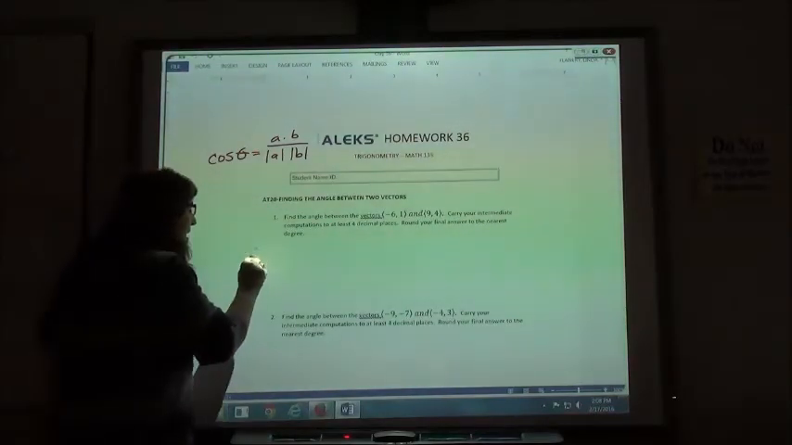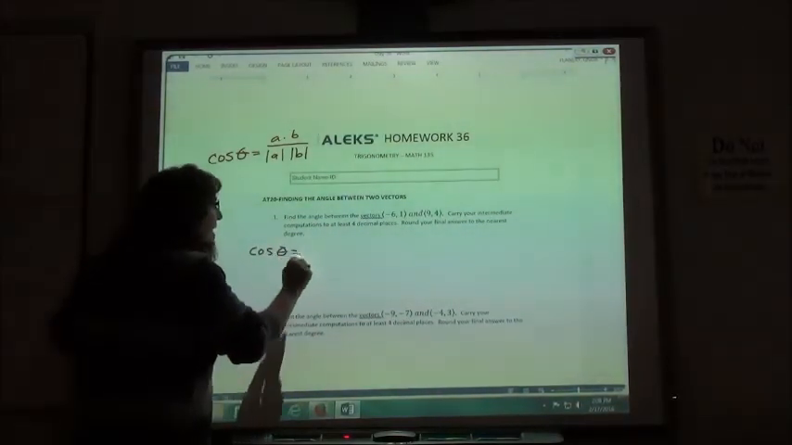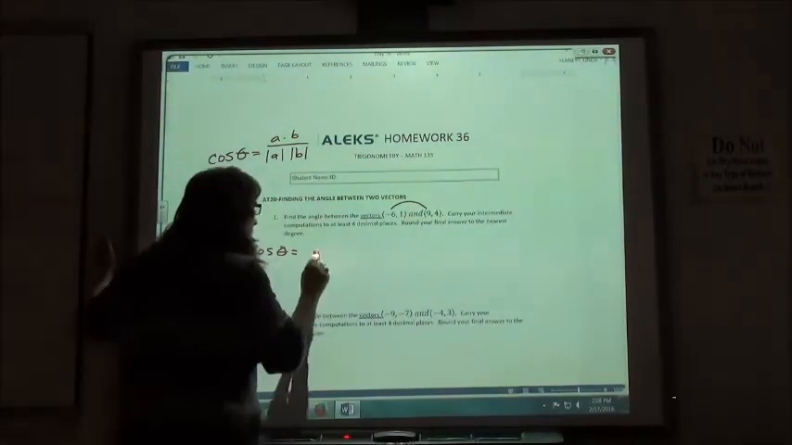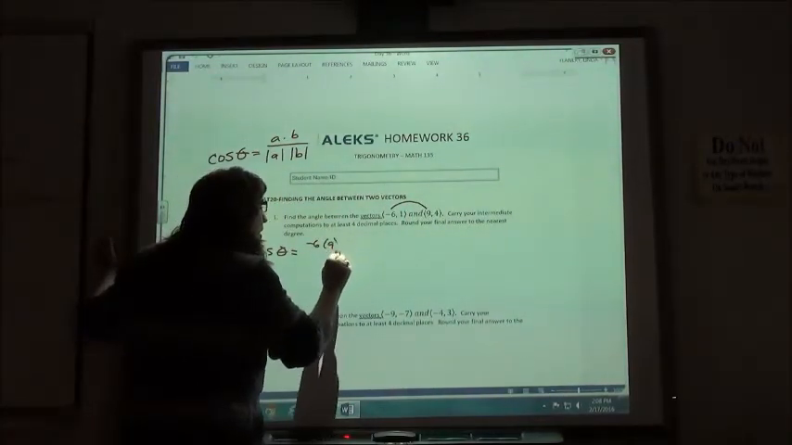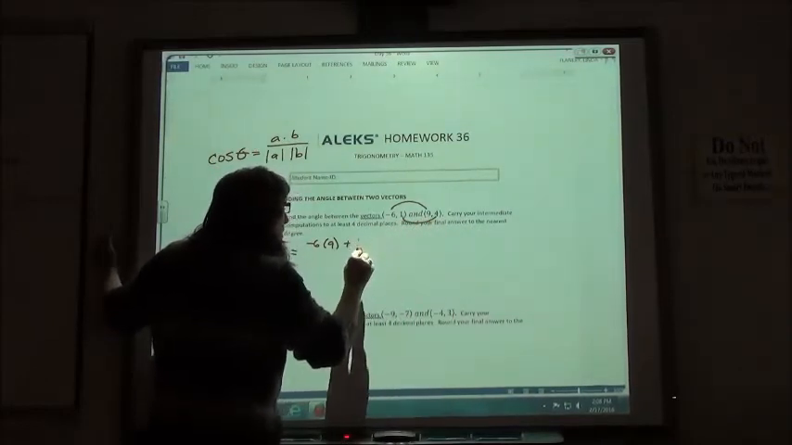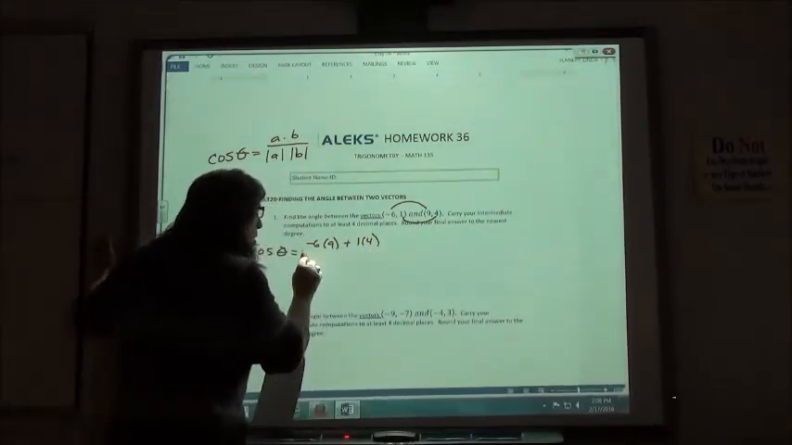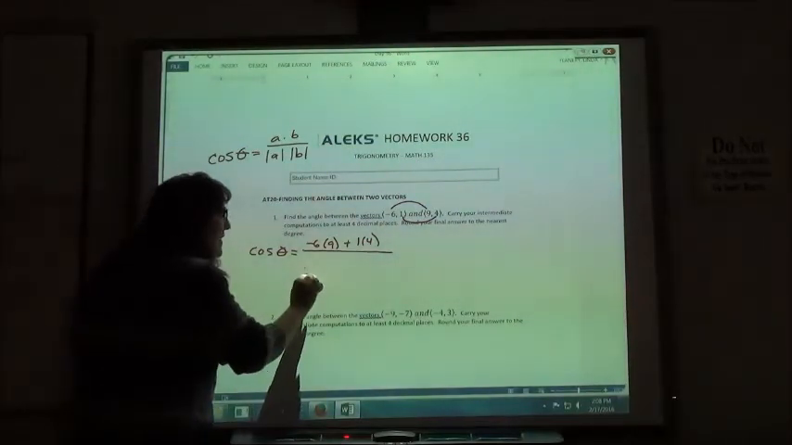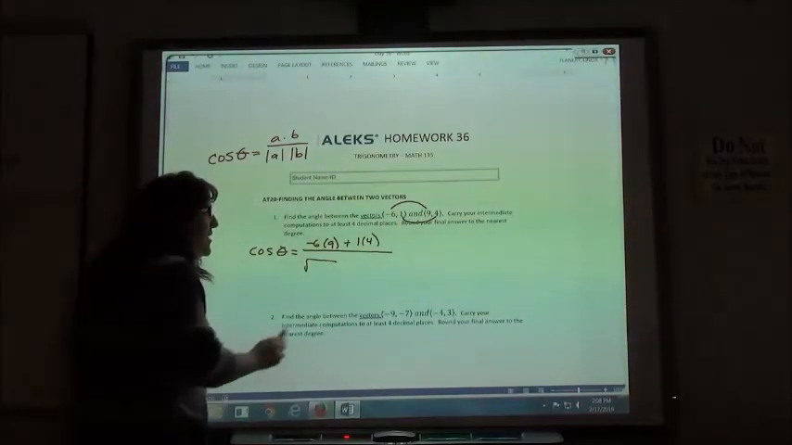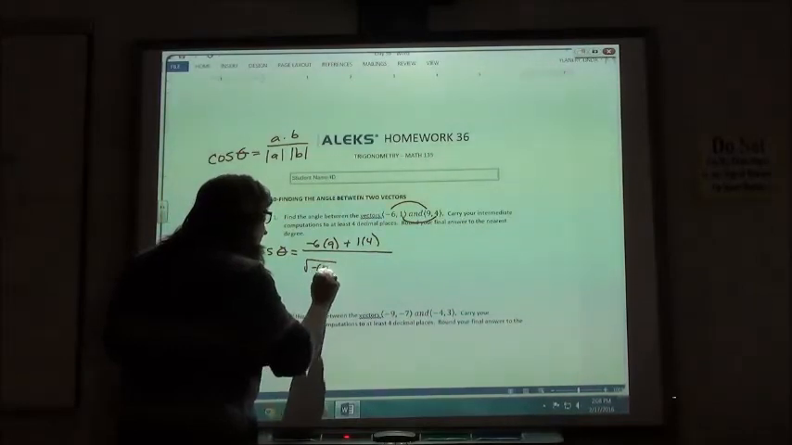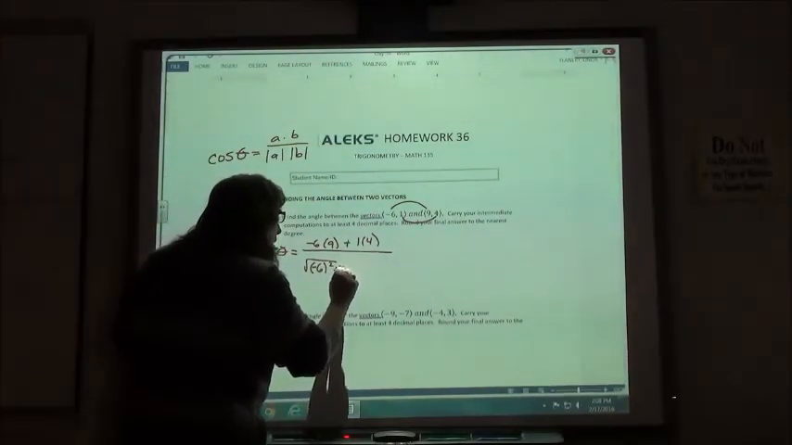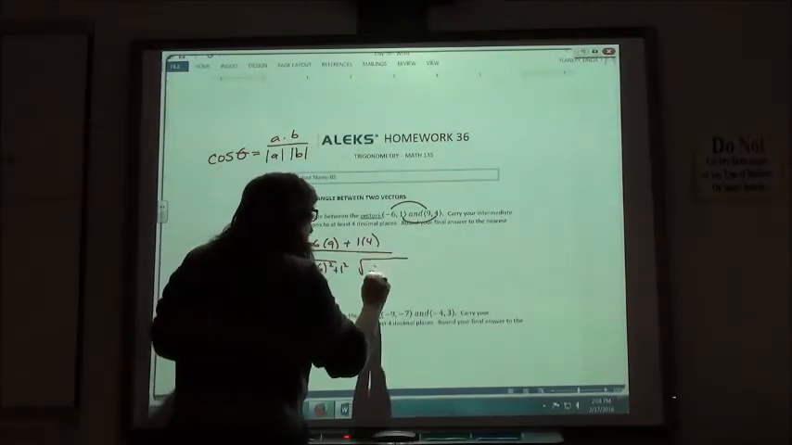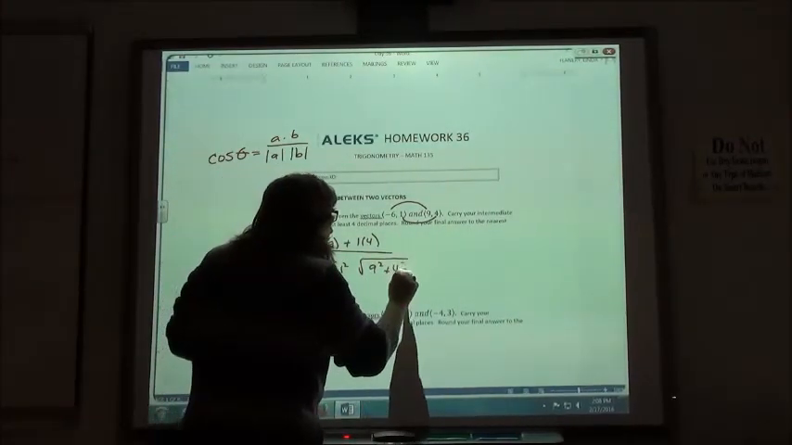So we're going to say that the cosine of theta is equal to the dot product. So the dot product meant we took the -6 times the 9 plus the 1 times the 4 over the magnitude of each of those. So for the magnitude, we did the square root of a squared plus b squared. So I would have the square root of -6 squared plus 1 squared times the square root of 9 squared plus 4 squared.